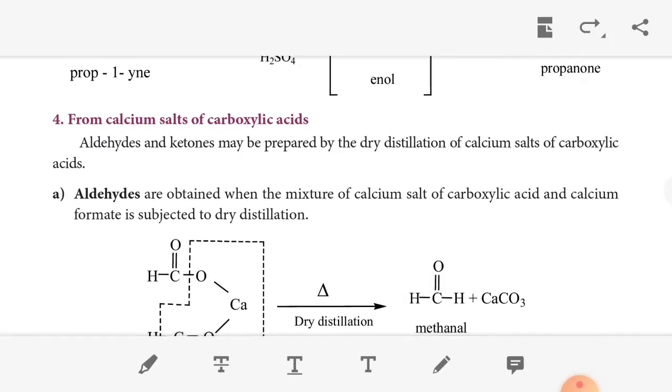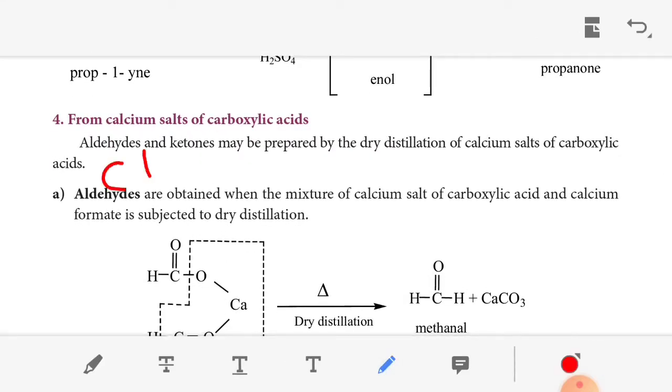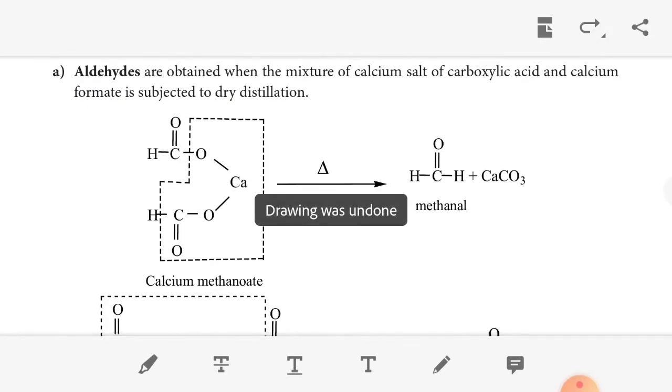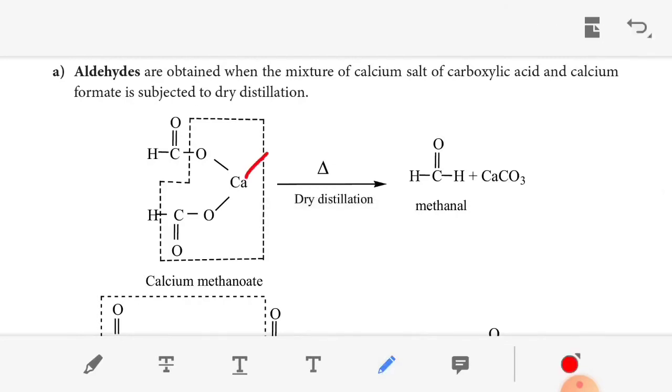First one, aldehydes. The formula of aldehyde is RCHO. Aldehydes are obtained when a mixture of calcium salt of carboxylic acid and calcium formate is subjected to dry distillation. So here, calcium methanate. What is this? Calcium methanate, (HCOO)2Ca. HCOO minus is methanate.